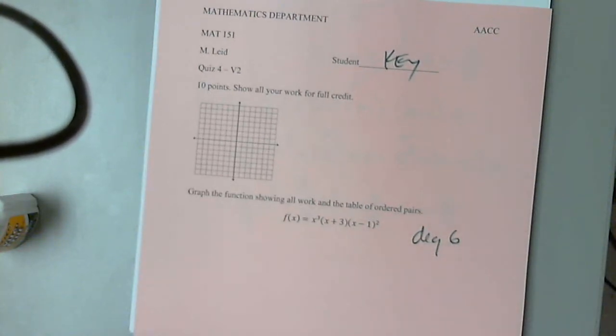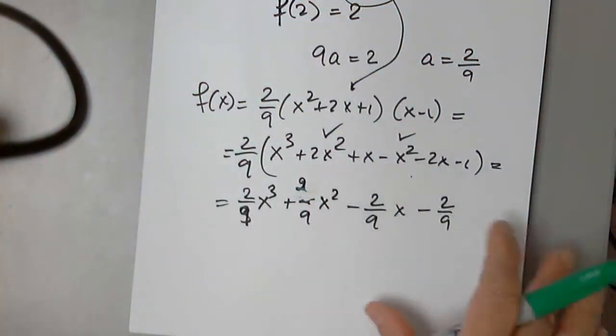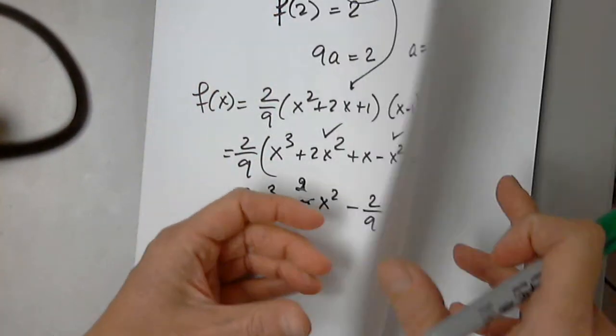So one more time. This is degree 3. This is degree 2. This is degree 1. Degree 3 times degree 1 times degree 2 is 6, right? Are we okay with that? Yes? Okay, perfect. So then I start my table right away.